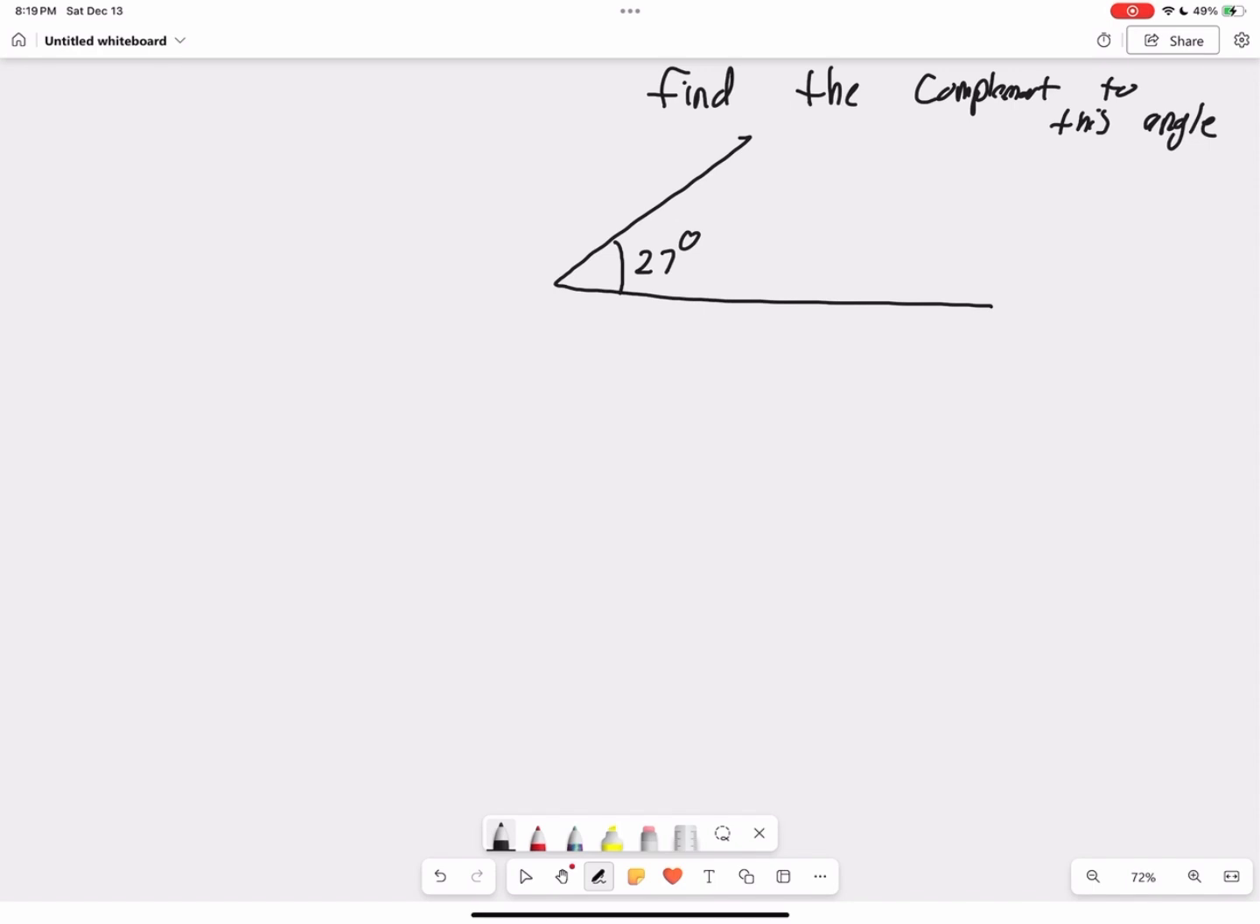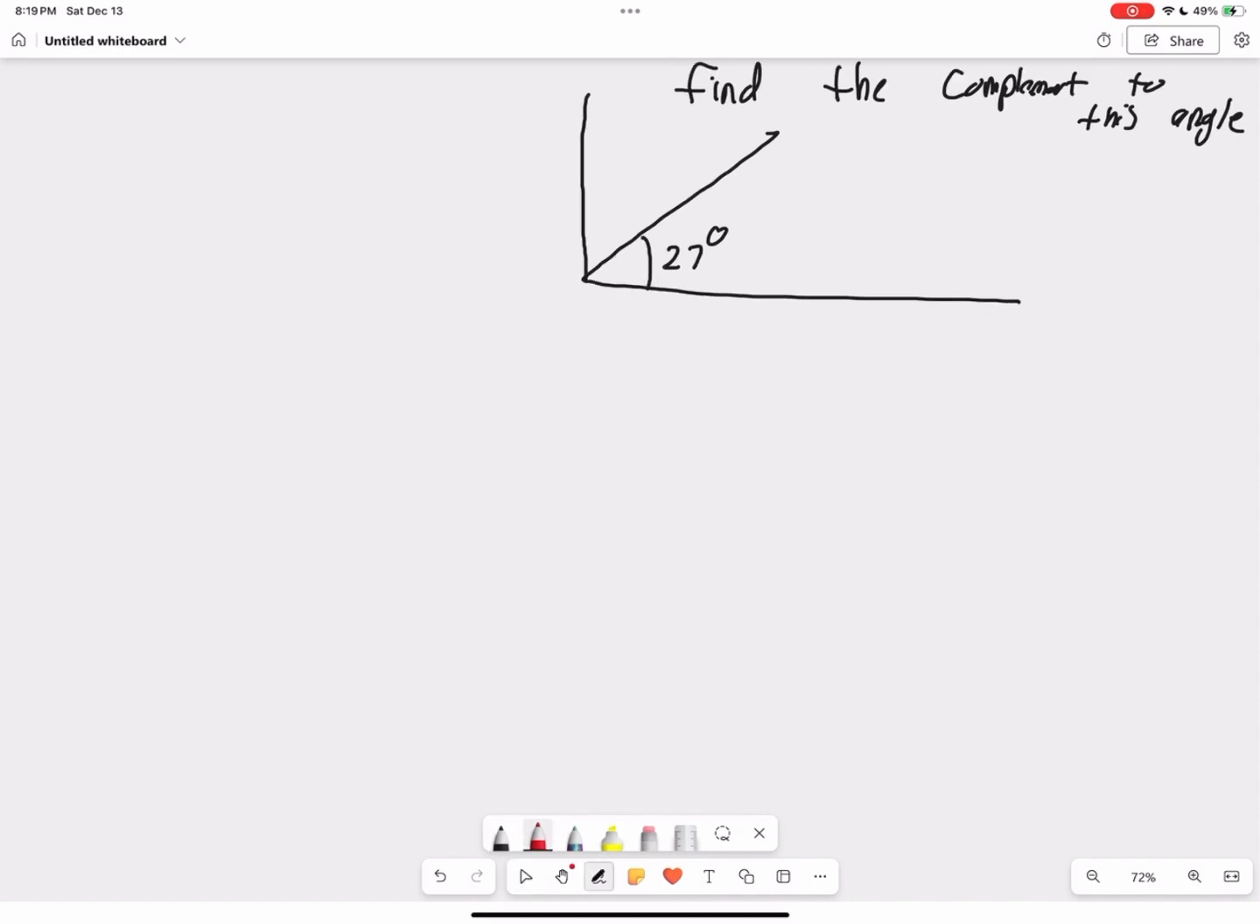So first of all, draw your line that gives you 90 degrees, and then draw your other angle to complete it. So we're going to call this theta. Okay, and this is 27. So we're going to do the same thing as before. We're going to do theta plus 27 degrees is equal to 90 degrees.